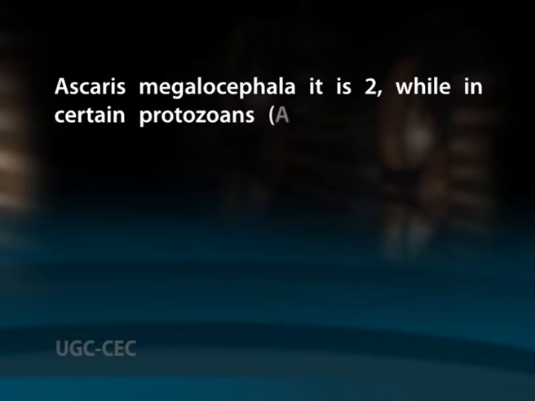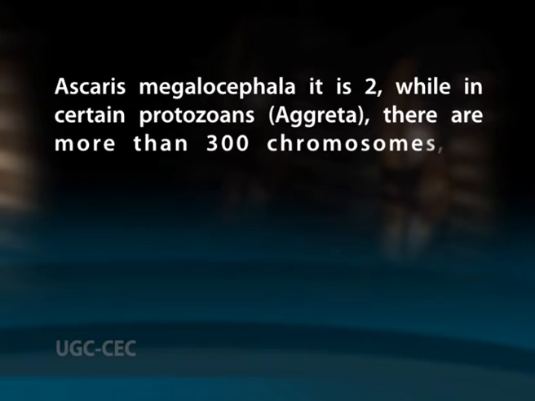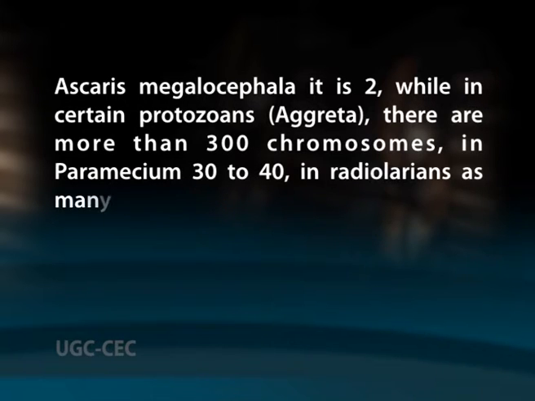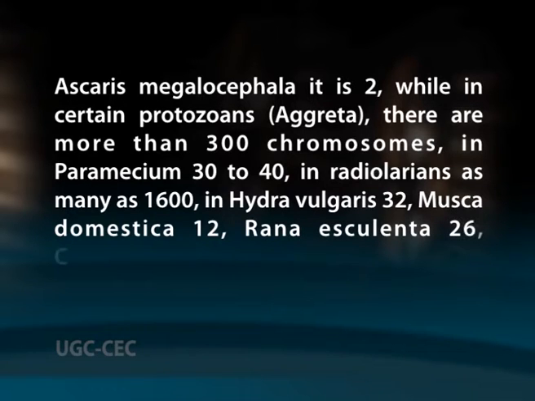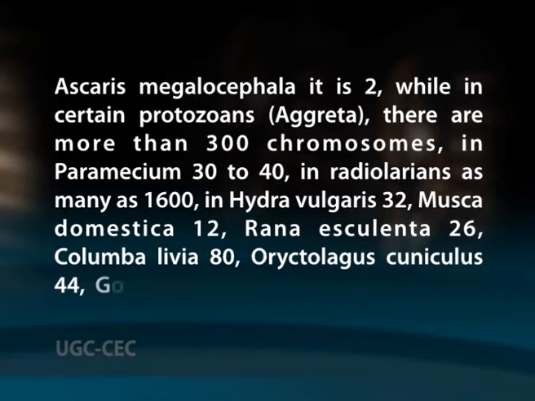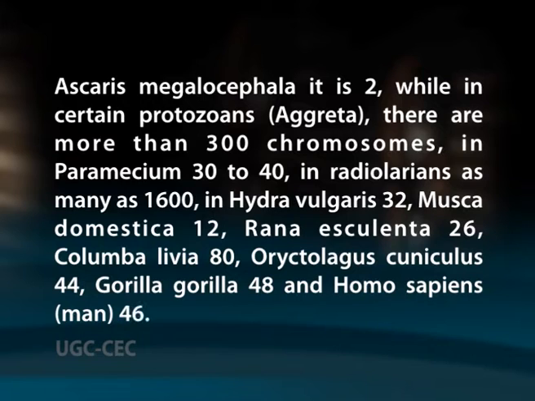For example, in Ascaris megalocephala it is 2, while in certain protozoans such as Aggregata there are more than 300 chromosomes, in Paramecium 30 to 40, in Radiolarians as many as 1600, in Hydra vulgaris 32, Musca domestica 12, Rana esculenta 26, Columba livia 80, Oryctolagus cuniculus 44, Gorilla 48 and Homo sapiens 46.